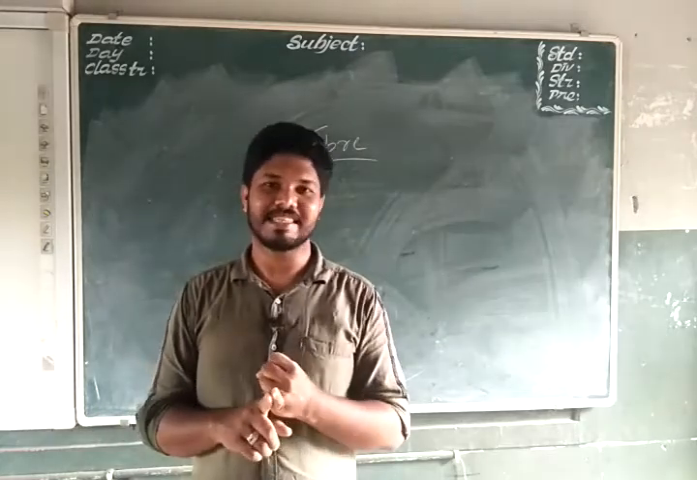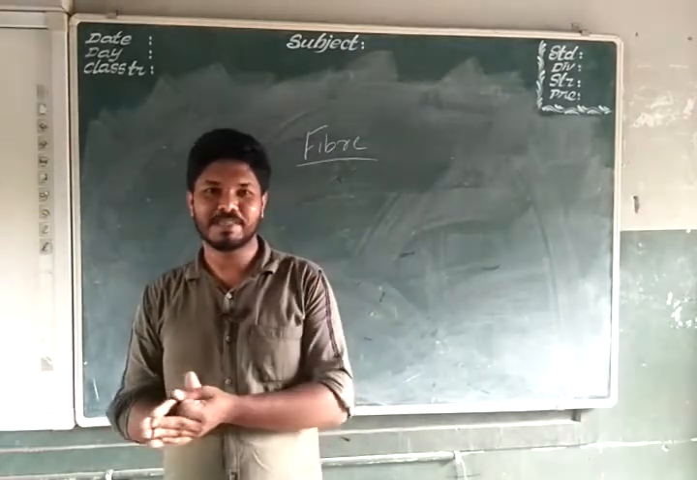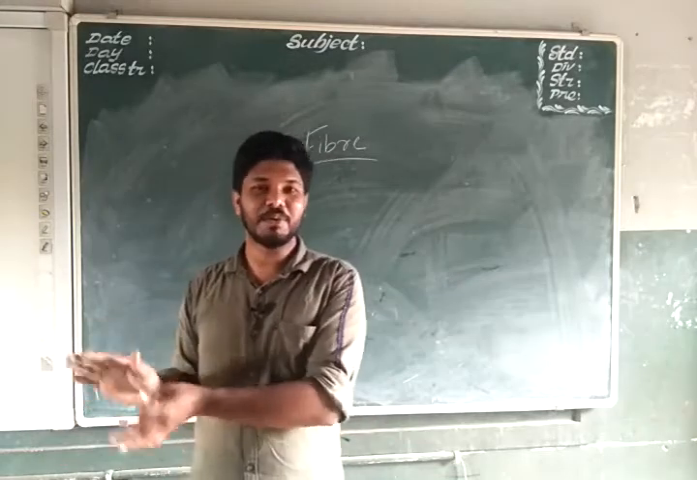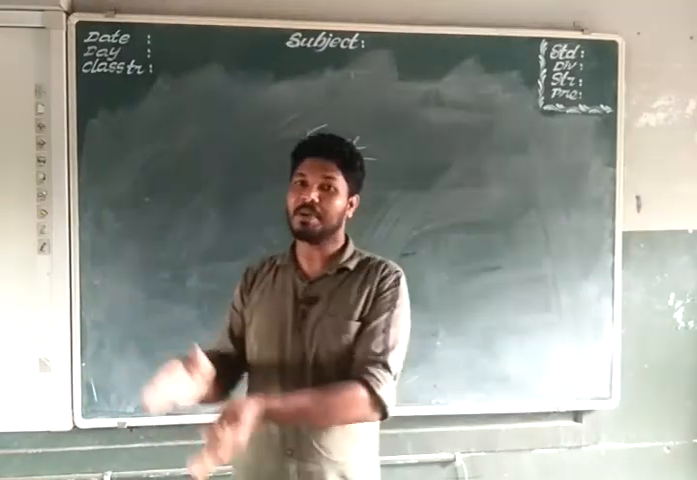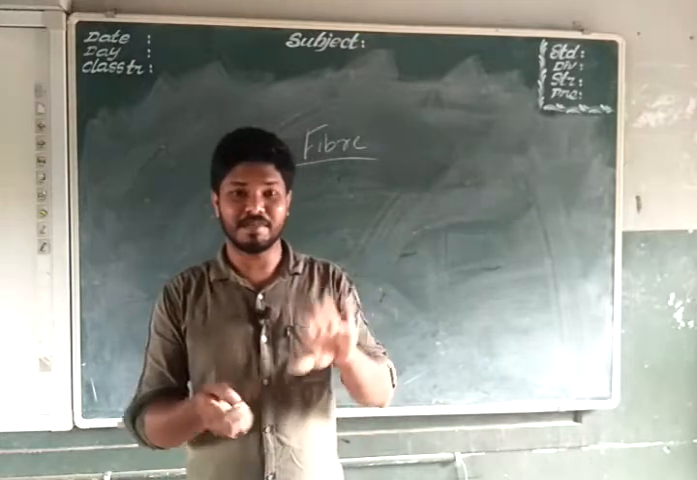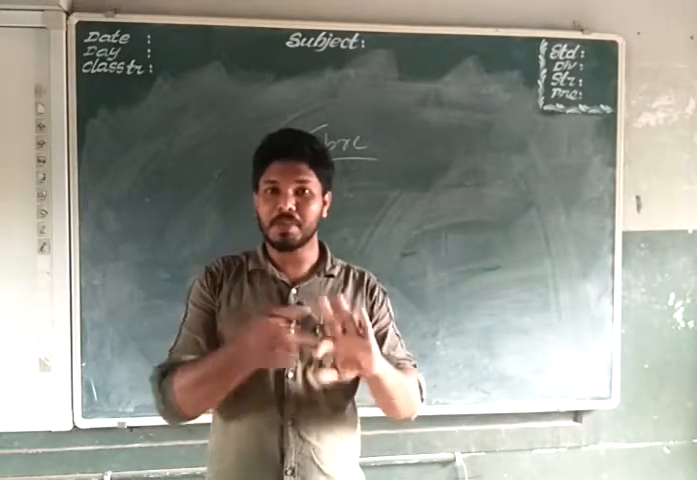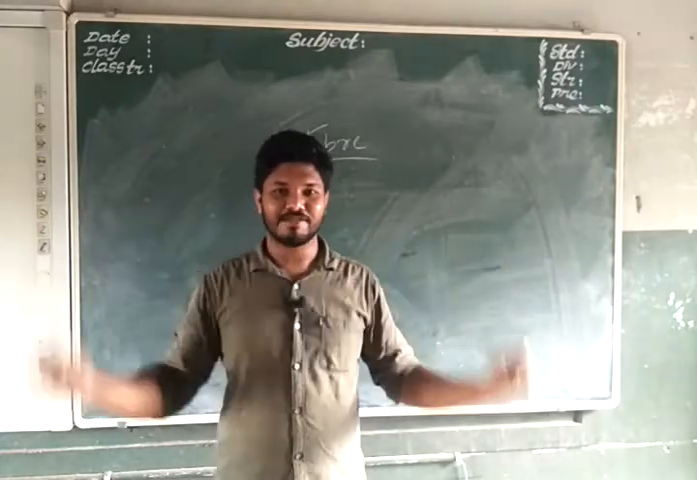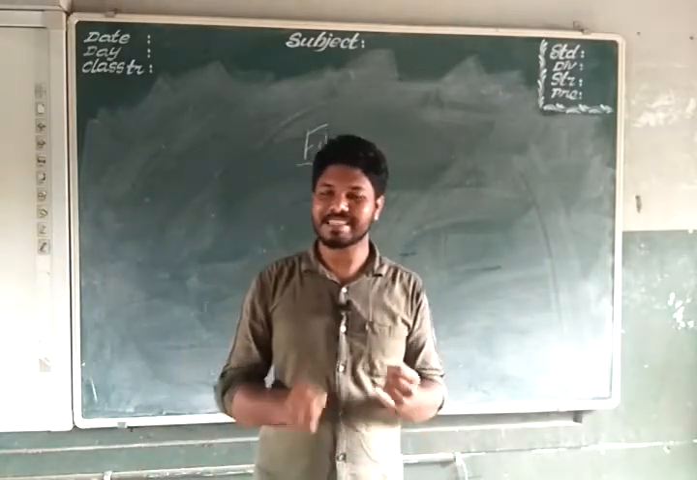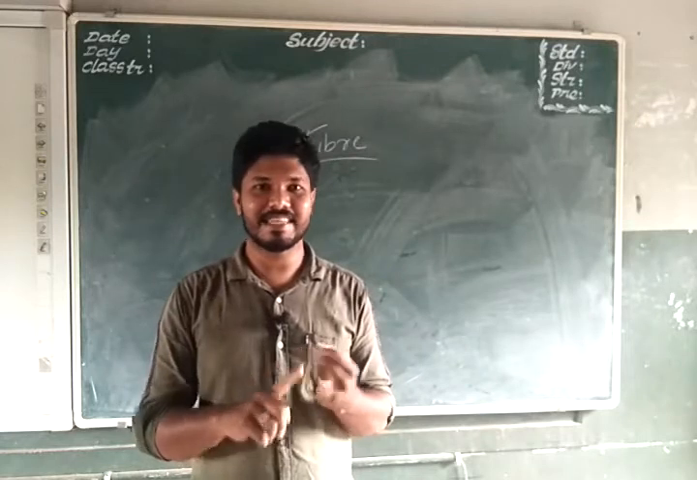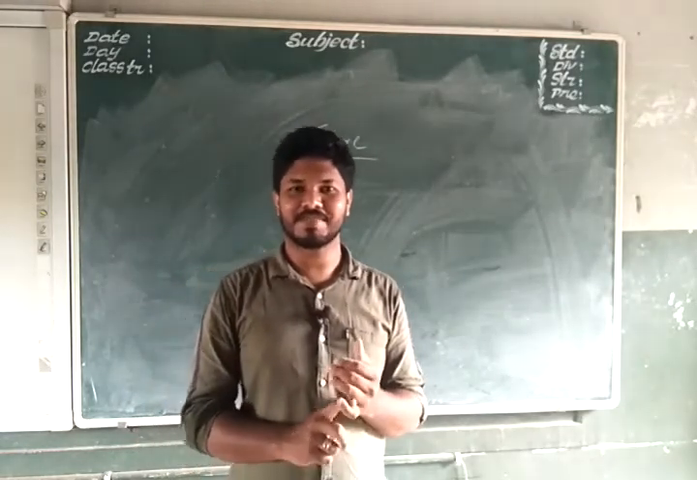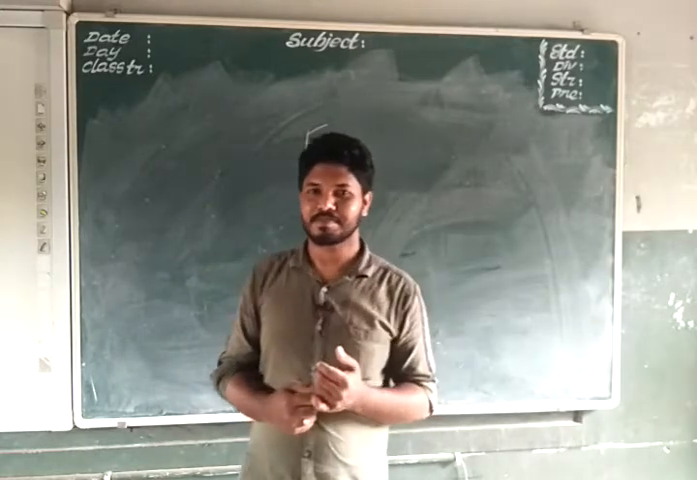So you understand there are two types of fibers. They are natural fibers and synthetic fibers, or man-made fibers or artificial fibers. There are three names: synthetic, man-made or artificial. For natural fibers only one name, that is natural fibers only. So the example for natural fibers I discussed is cotton. Another example for natural fiber is jute. Do you know what is jute?